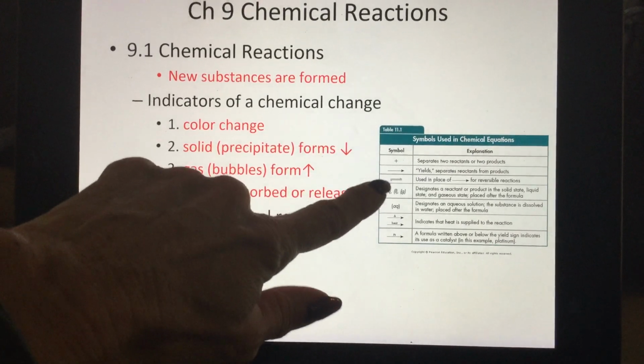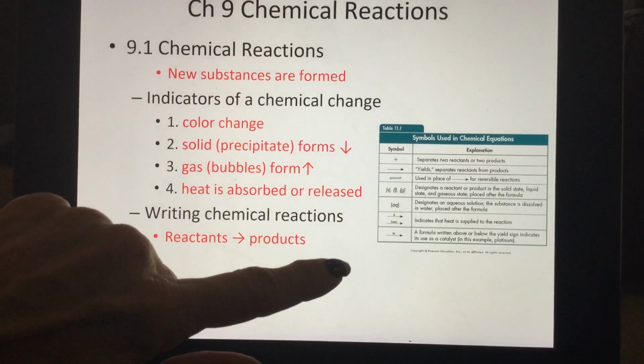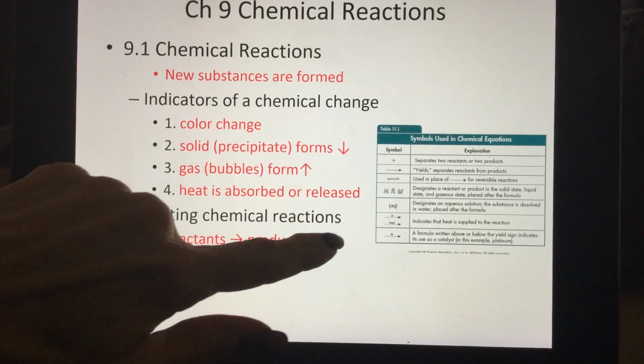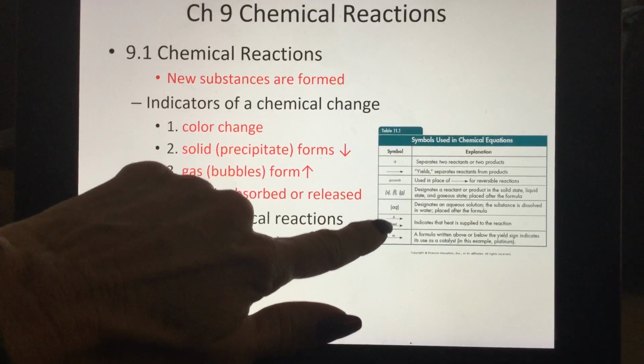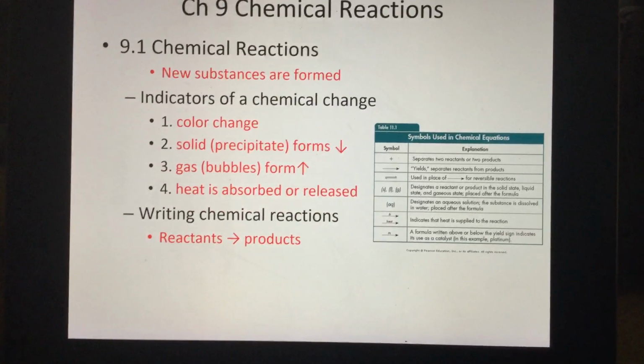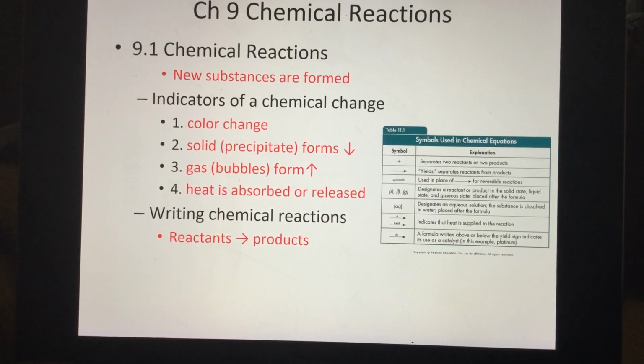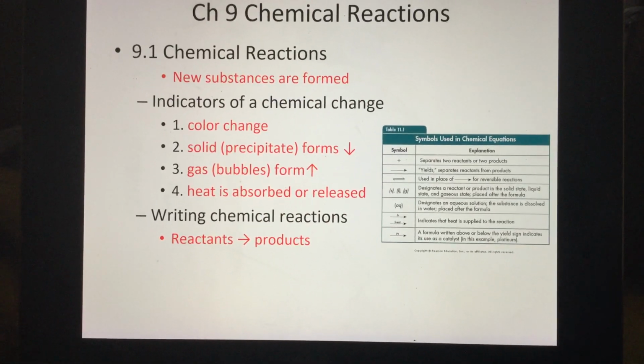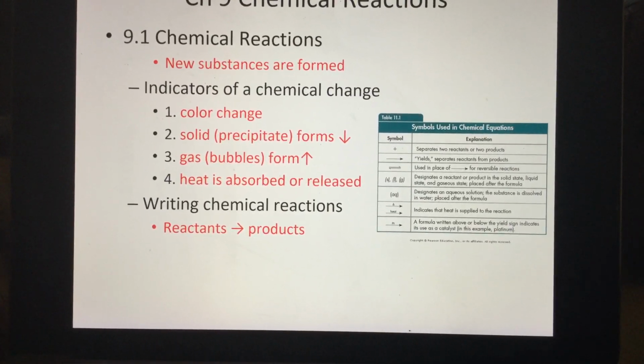And there are other types of arrows. There's a double arrow. We really won't use that in honors chemistry. We'll talk more about that in AP. And then we can put things on the arrows too, which those are catalysts, and we'll talk more about that as that comes about later on in the chapter.